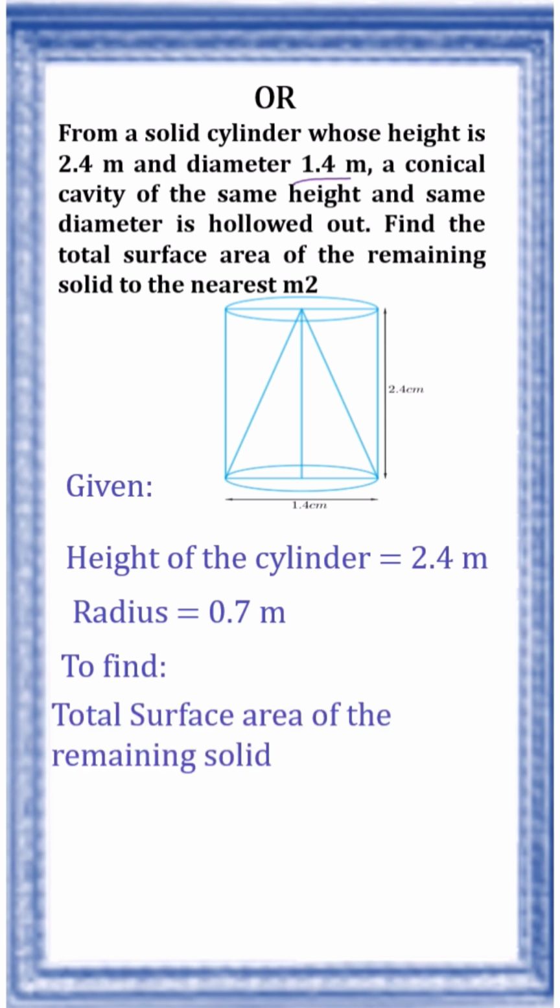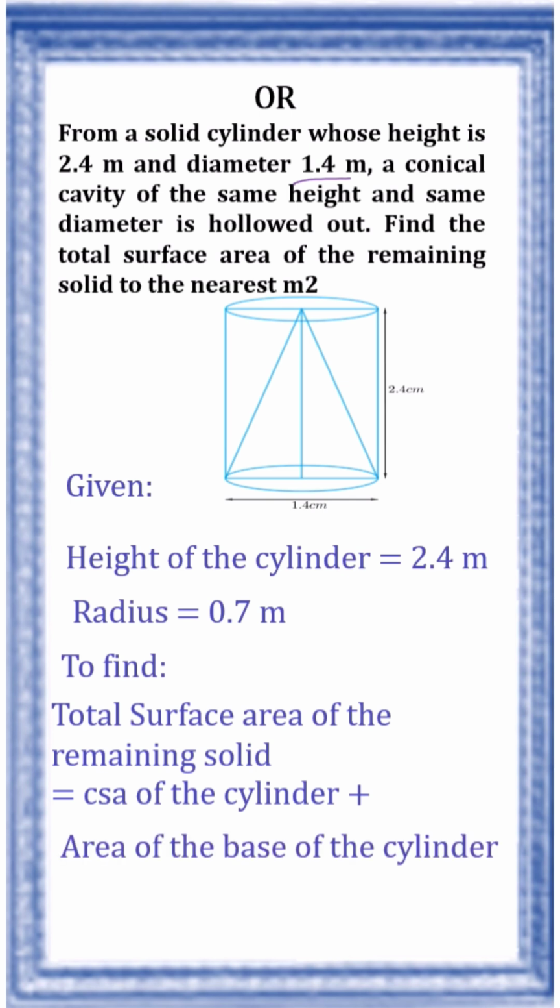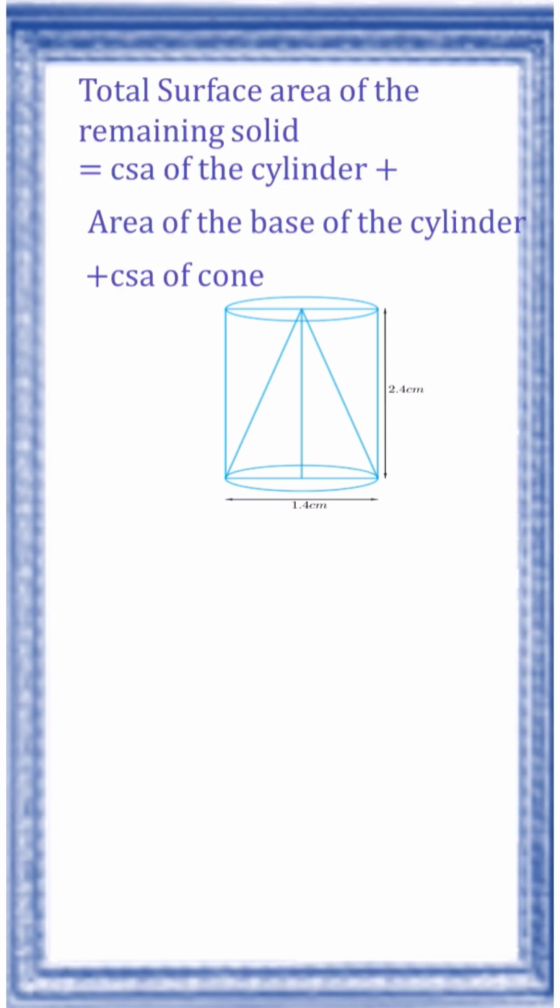Now what is to find out? Total surface area of the remaining solid. That is equal to CSA of cylinder plus area of the base of the cylinder plus CSA of cone. Now let us write the formulas. CSA of cylinder is 2 pi rh. Area of the base of the cylinder is pi r square. CSA of cone is pi rl. Here we don't know l. The formula for l is equal to square root of h square plus r square.